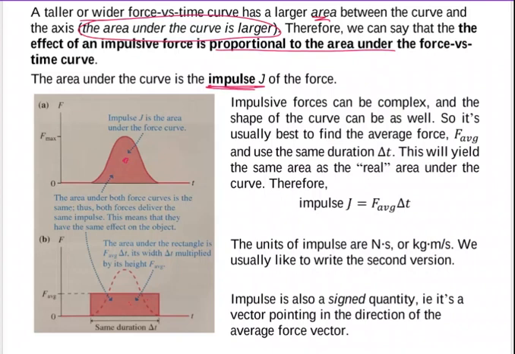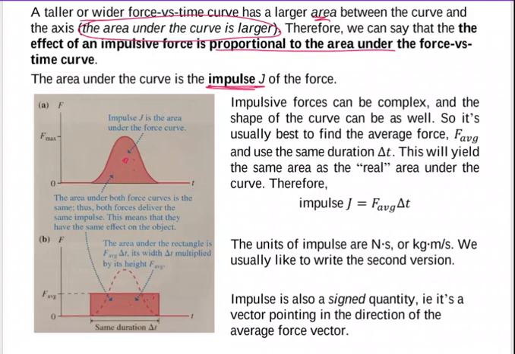Once we do that, we have a more simplified version of this complicated curve up here, and we can easily calculate the impulse J. So that's what this is talking about. This one down here has the same effect as this one up here. The area under the rectangle is F average times delta t, with the width delta t multiplied by its height, F average. So if we find the average force, we're going to be able to use this instead of this.